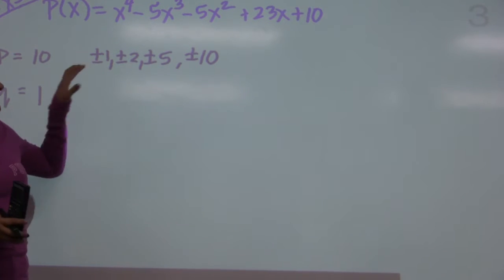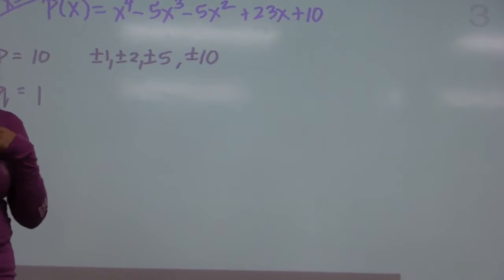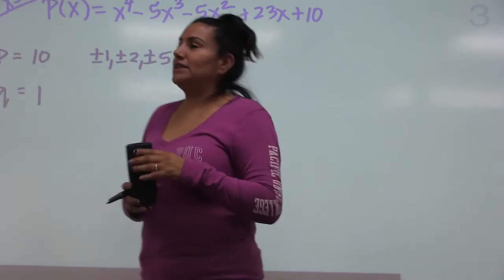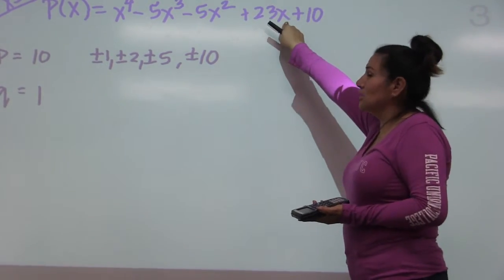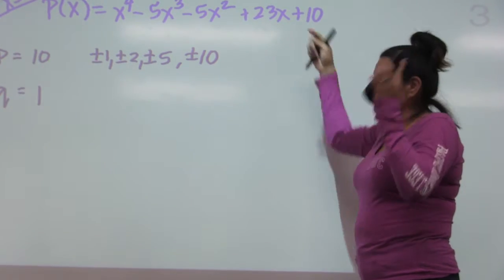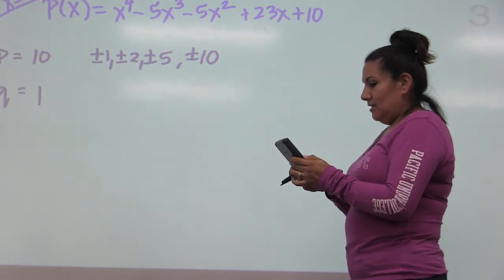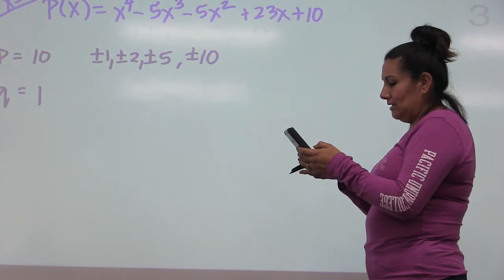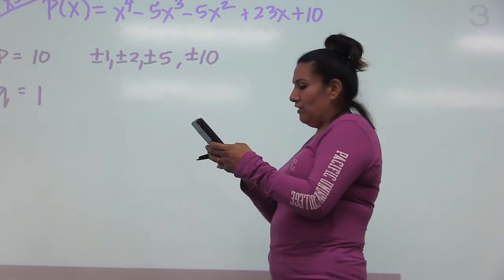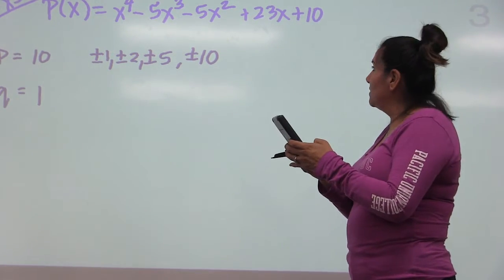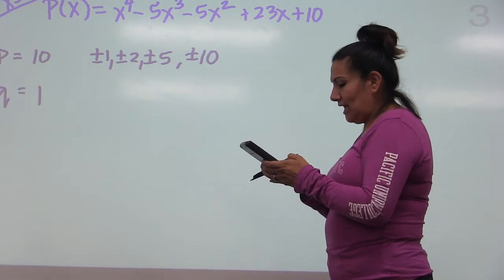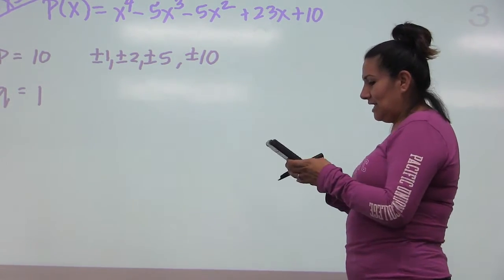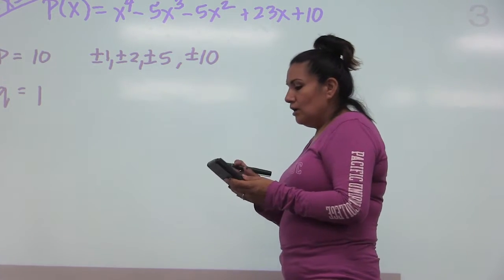So this is my list: 2, 4, 6, 8 options. All right? So we're going to first and foremost type this into the calculator. Sorry, I just had a baby. x to the 4th minus 5x cubed minus 5x squared plus 23x plus 10. Graph.